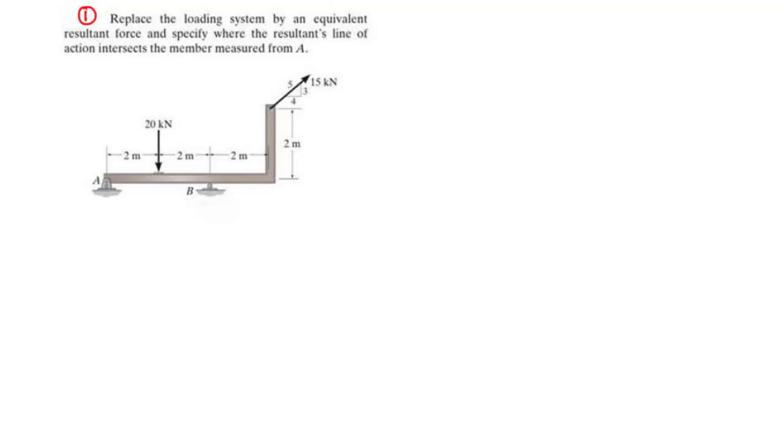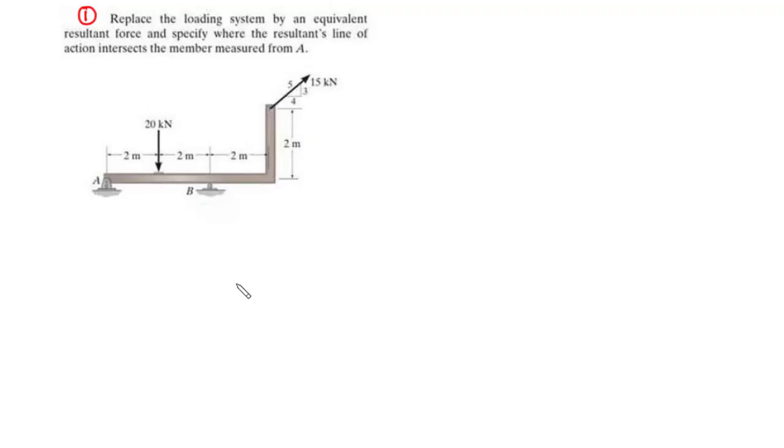So in today's video, we are going to do further simplification of a force and couple system in 2 dimensions. We shall be solving 2 questions, and this happens to be our first question. So question 1, we are going to replace the loading system by an equivalent resultant force and specify where the resultant's line of action intersects the member measured from A.